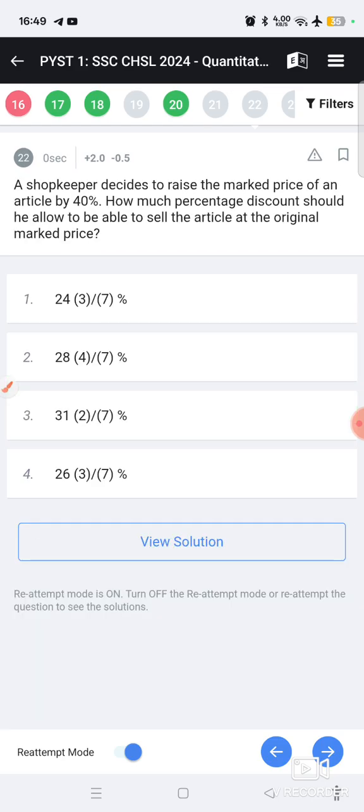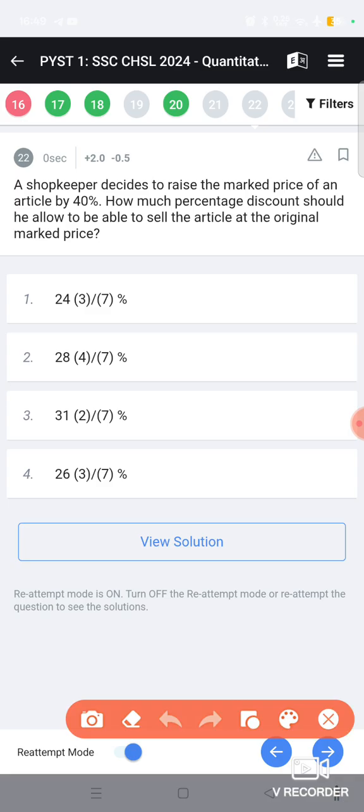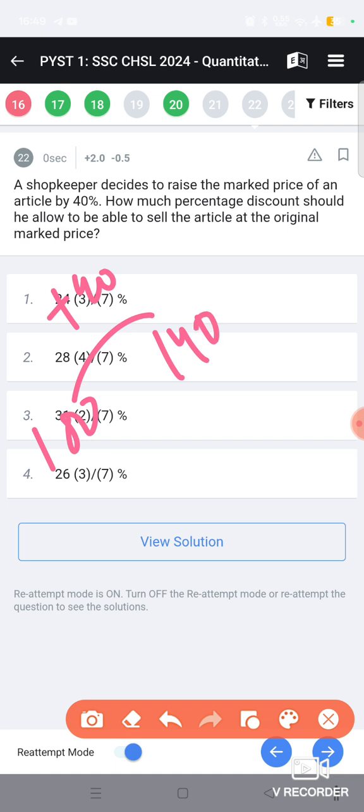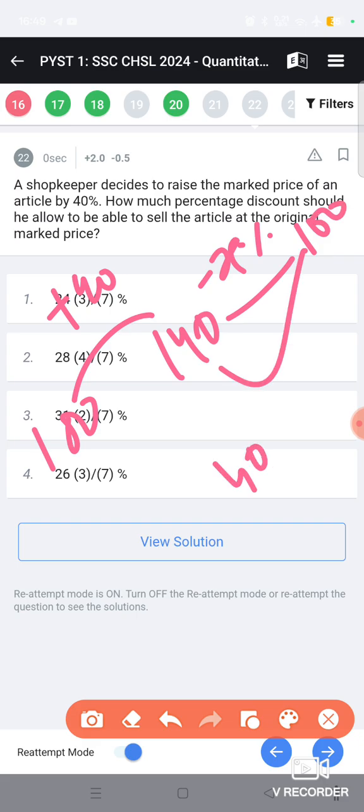Now second. A shopkeeper decides to raise the marked price of an article by 40%. Okay, it means 100 is the price increased by 40%. It means 140. And how much percentage discount should he allow to be able to sell the article? Okay, X% discount, and then we get 100. So it means 40. X% of 140 is equal to 40.